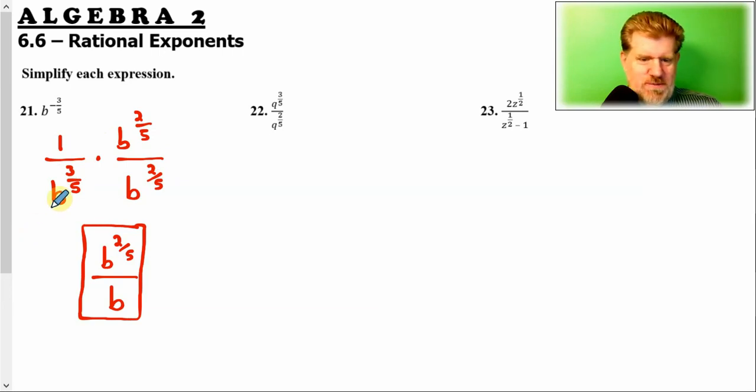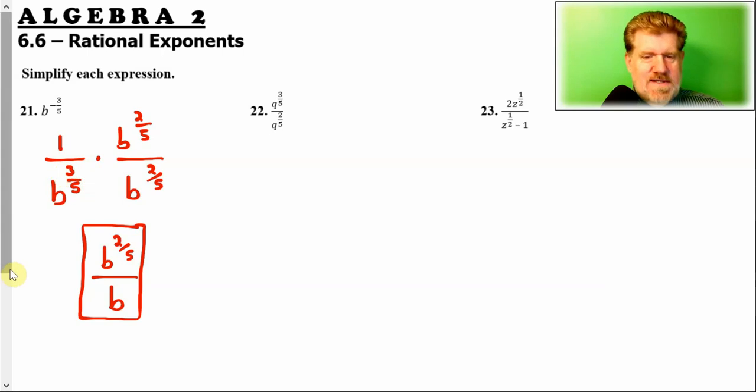Now, if you really think about it, if this is b to the first power, what's 2/5 minus 1? Remember, when you divide, you subtract the exponents. 2/5 minus 1 is negative 3/5. So the answer is correct. These two are the same. And this is written without a negative and without a root in the bottom.